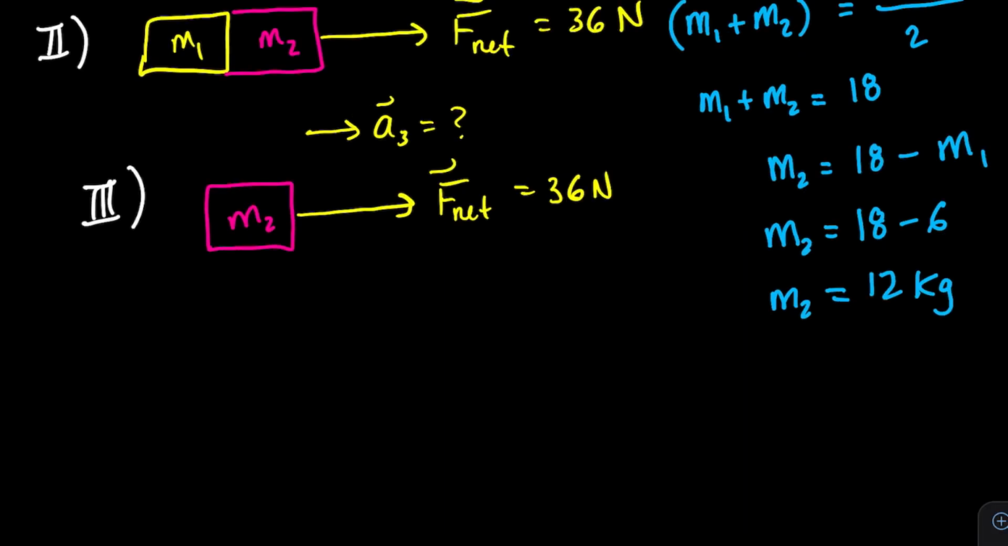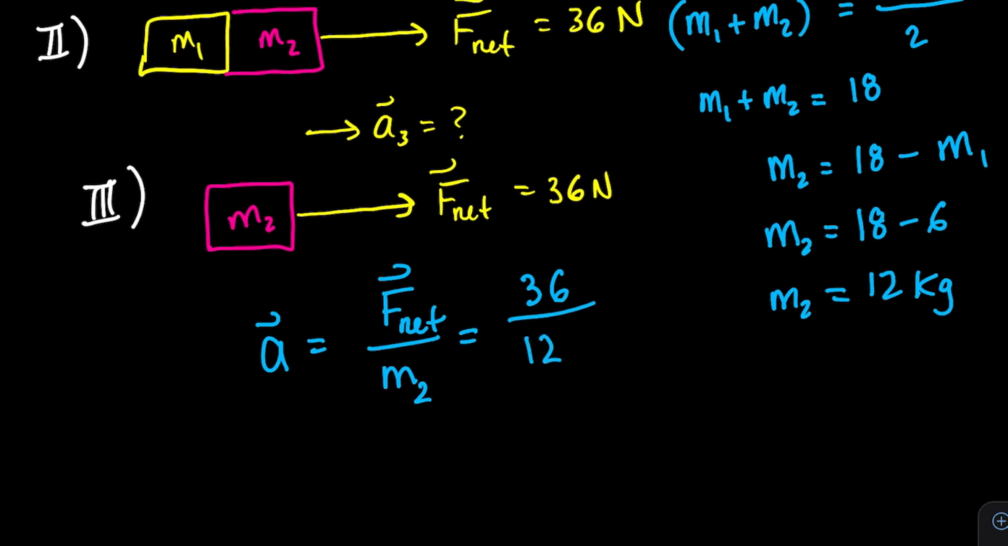This is going to be useful because now for the third case we can just use the mass that we just found in the Newton's second law formula to find the acceleration. So as we saw before, acceleration is the net force divided by the mass. And since we're only talking about the object mass 2, it's going to be 36 over 12, which gives us an acceleration of 3 meters per second squared as a magnitude, but for direction we could assume to the right in this case, or forward you can put.